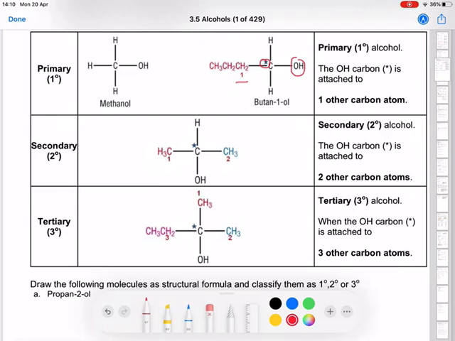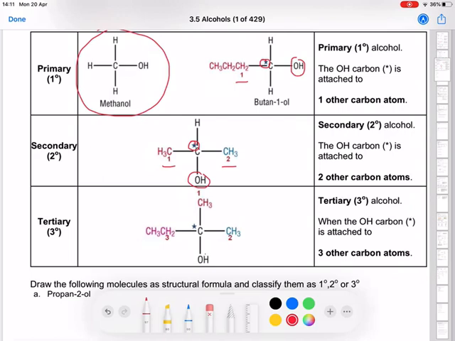In this case it is 1, which makes it a primary alcohol. The only exception to that is methanol, and of course if it's got no carbons attached to it, that will also be primary. With secondary, we do the same. There's the OH group, there's the starred carbon, and then you count how many carbons or alkyl groups it's attached to, and we've got 2, which makes that secondary.